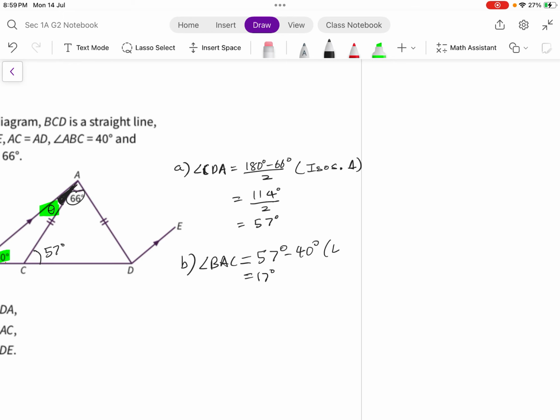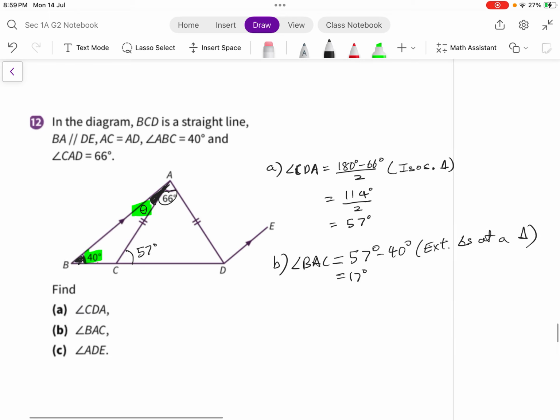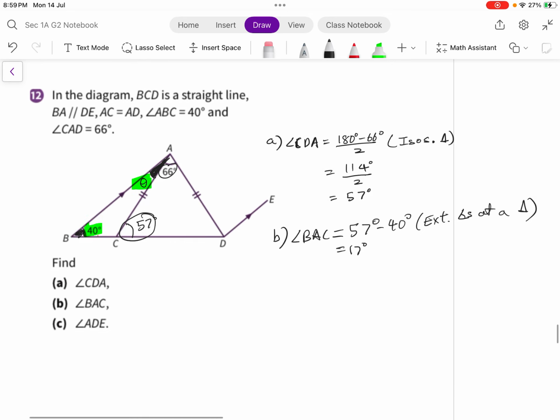The reason is exterior angles of a triangle. Okay, exterior angles of a triangle. Why? Because this angle here is outside the triangle, so it's an exterior angle of a triangle. Okay, then the last one, angle ADE. Now we know that this is 57.